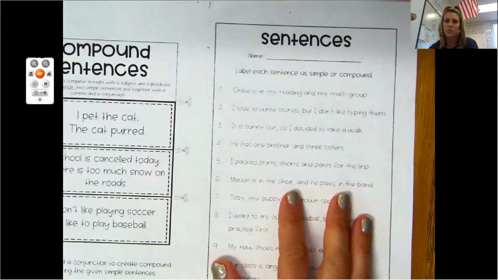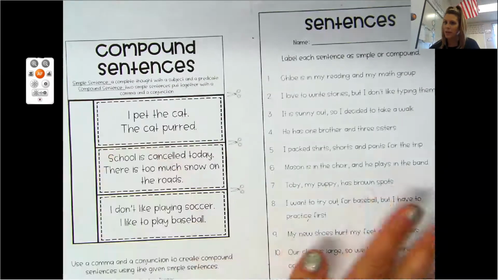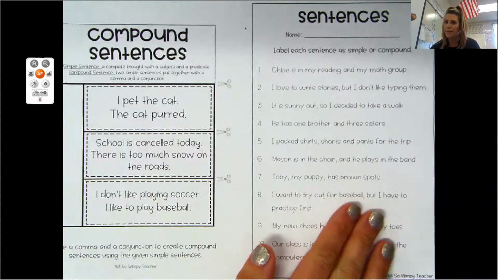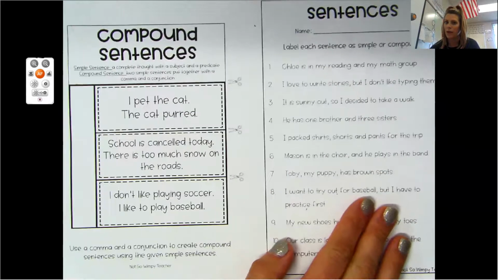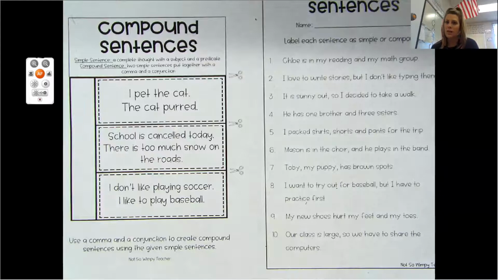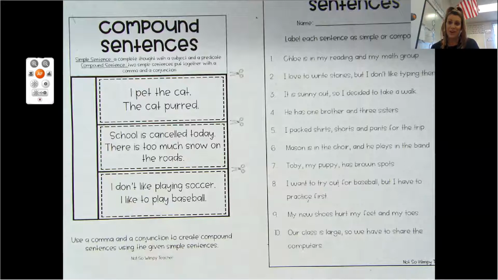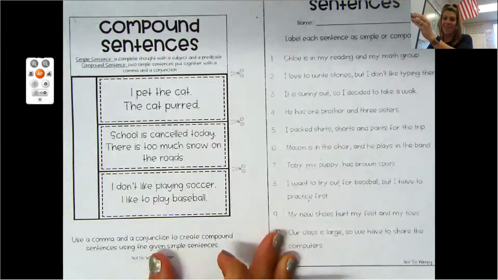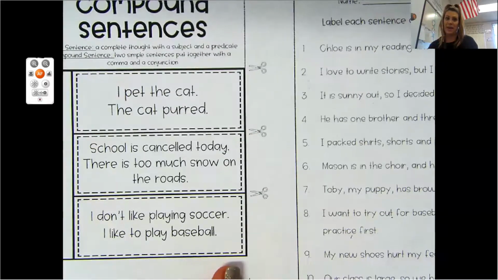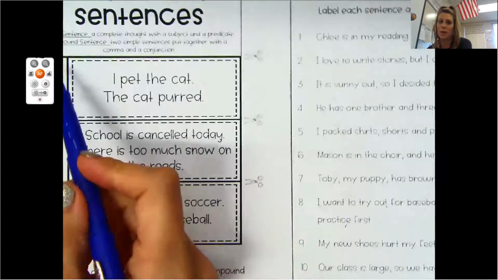All right, friends. So we have 2 pages today. We are going to do this page together, and then you will be working on this one by yourself, okay? So we have 3 sentences here, and they want us, sorry, what kind of sentences are these? They are simple sentences, right? And they want us to make them what? Compound, okay?